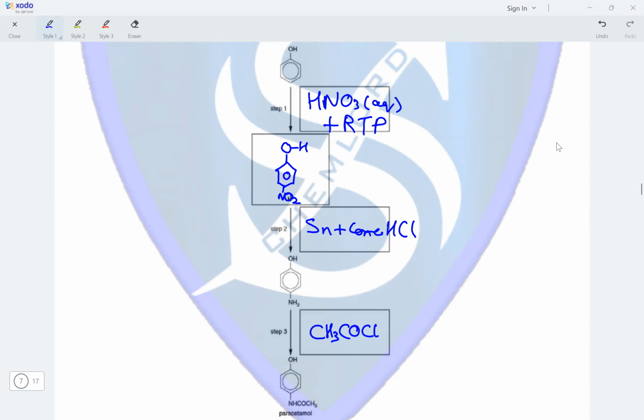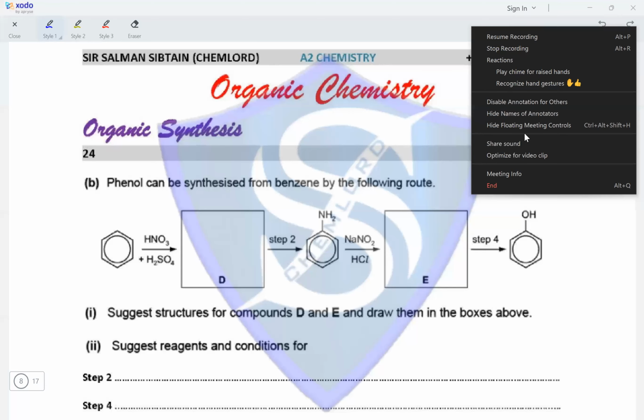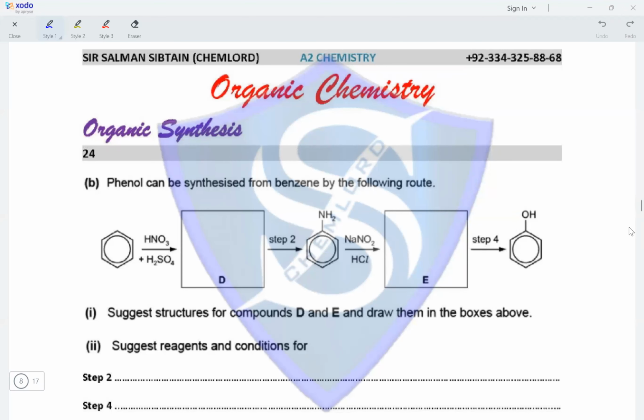Just in order to be a little more specific, the HNO3 used in step 1 must be dilute. Question 24. Phenol can be synthesized from benzene by the following route.